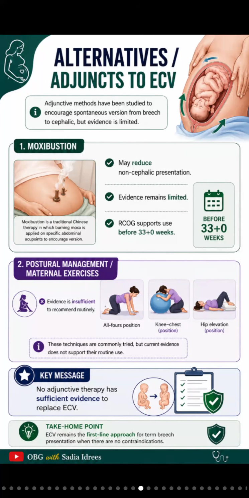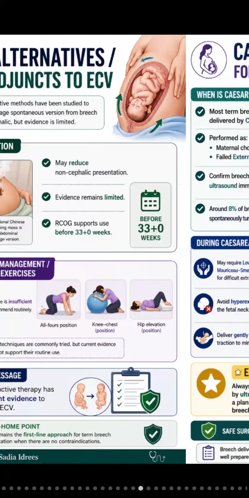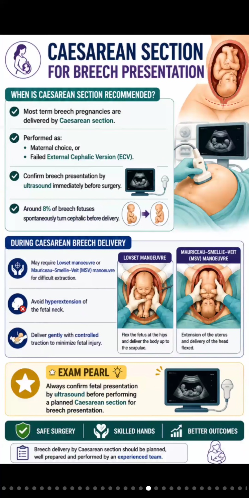When is cesarean section recommended? Most term breech pregnancies are delivered by cesarean section, either as maternal choice or when there is failed external cephalic version. But confirm breech presentation by ultrasound immediately before surgery. Around 8% of breech fetuses spontaneously turn cephalic before delivery, and this is an important exam point. During cesarean breech delivery, it may require Lovset maneuver or Mauriceau-Smellie-Veit maneuver for difficult extraction. Avoid hyperextension of the fetal neck. It is a safety point, and deliver gently with controlled traction to minimize fetal injury. Always confirm fetal presentation by ultrasound before performing a planned cesarean section for breech presentation.